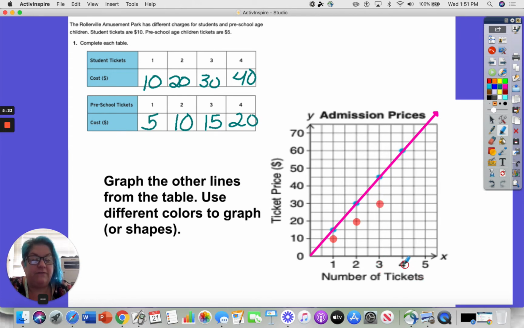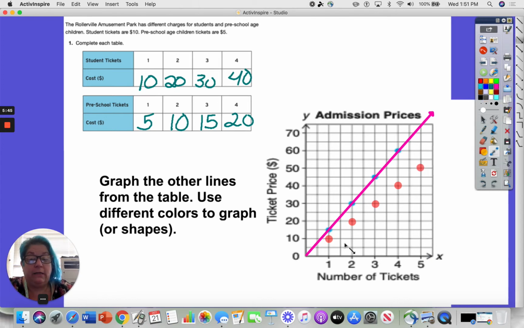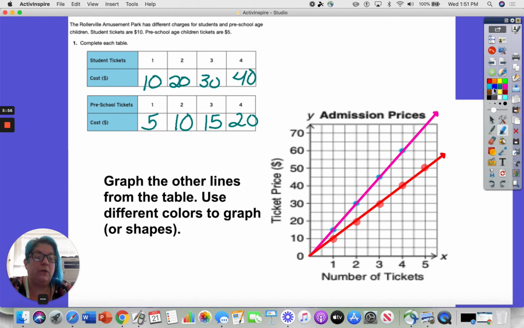If you do not have different colors, you can go ahead. 4 and 40. And use like a square or a triangle for each of these, and 5 and 50. Once you have that done, you're going to graph your line, and I'm going to change it to match, and then here is my next line, and you can see I can extrapolate or predict what's happening in the future using that line.